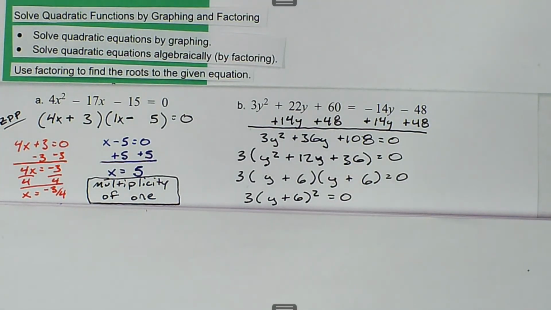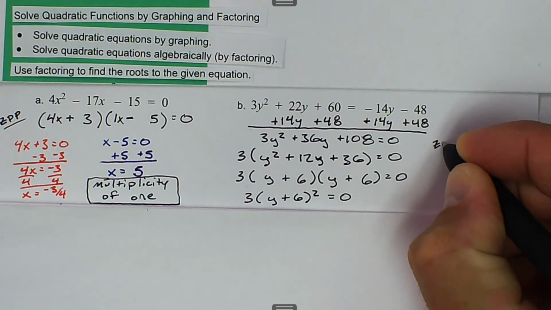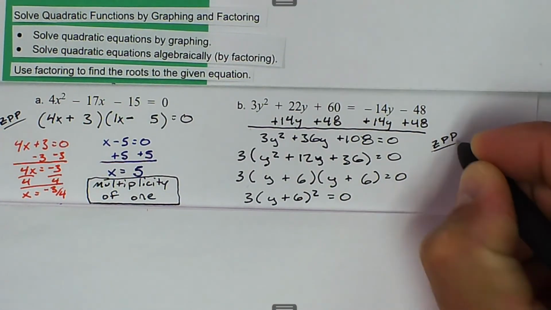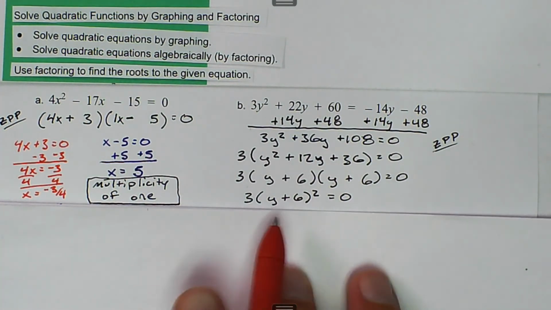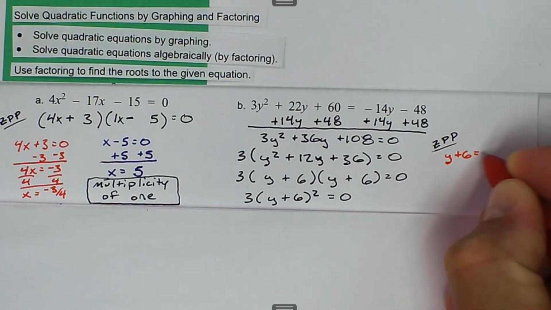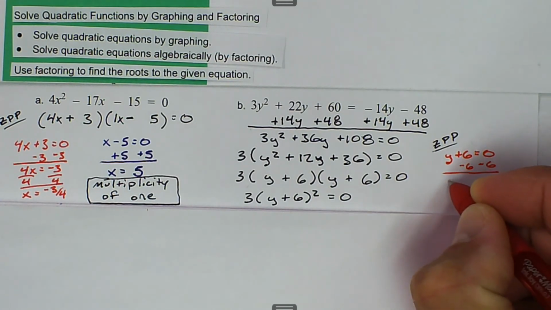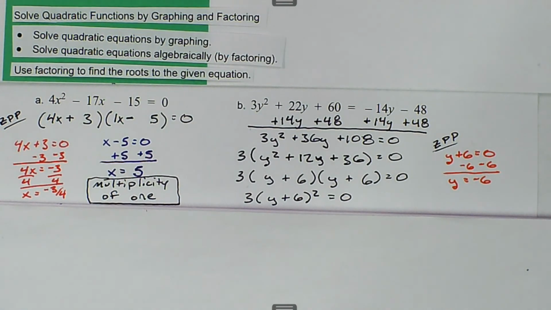And then we can solve that with the zero product property. The only thing that we really have to set equal to 0 is what's inside the parentheses. So we can subtract 6, and then we get y equals negative 6. And for this one, we have a multiplicity of 2.